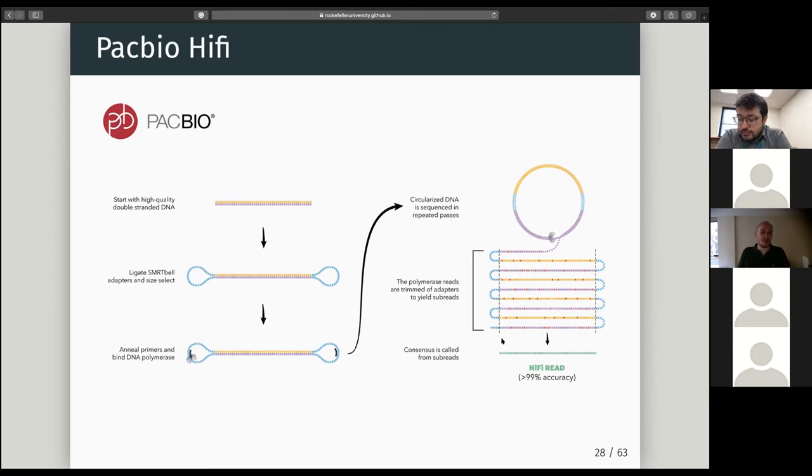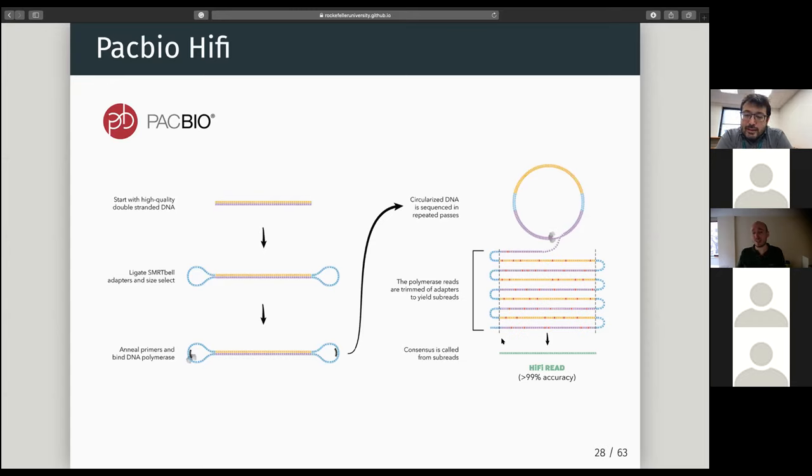And at present, I don't see a reason, except maybe the cost, that would make anyone choose short reads from Illumina over this for a lot of different projects. It's maybe not well known, but it's there.